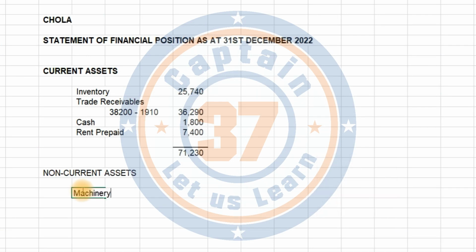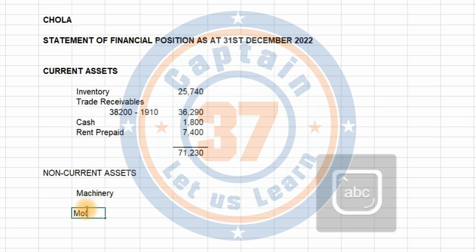And what else do we have? We have motor vehicle. Now you need to follow very carefully here. Is this a spelling for motor vehicle? Motor vehicle is spelled like this. Yes, this is the correct spelling for motor vehicles. Please take note of the following.